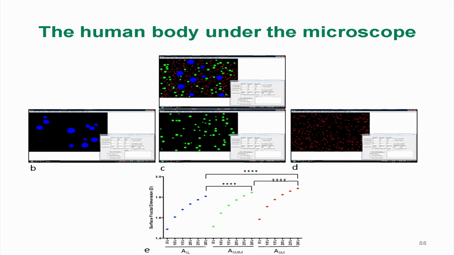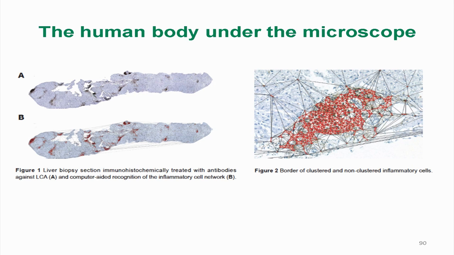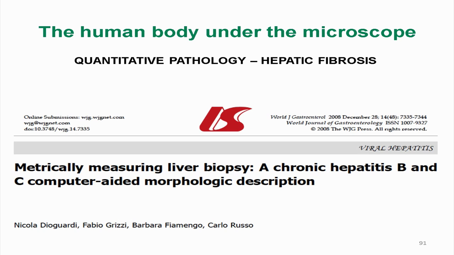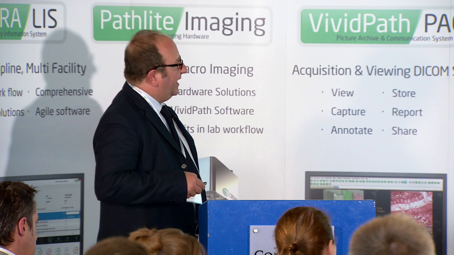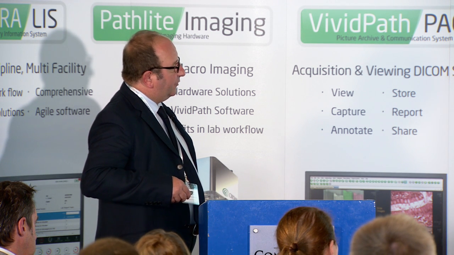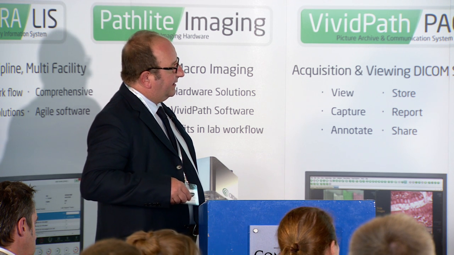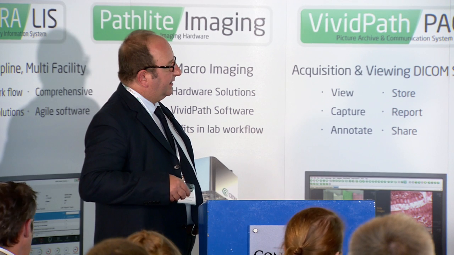Another example is the quantification of liver steatosis with the same computer-aided modeling, and the inflammation in the liver biopsy, for example, by using the Delaunay triangulation, which enabled us to define the distribution of inflammatory cells. And this is a particular study to understand liver fibrosis in liver biopsy. We selected the collagen fragments, and as you can see, there are more and more fragments that cannot be seen under the microscope, but the computer-aided image analysis detects and counts them.